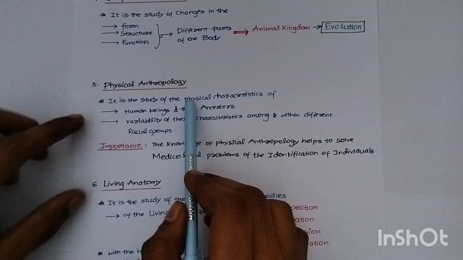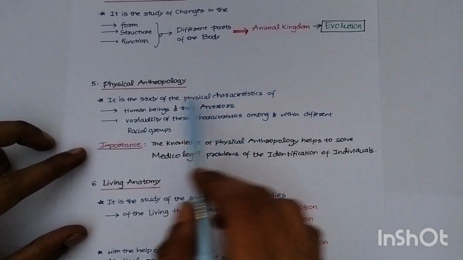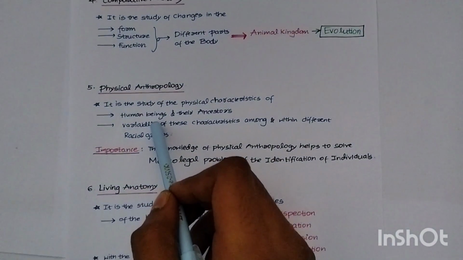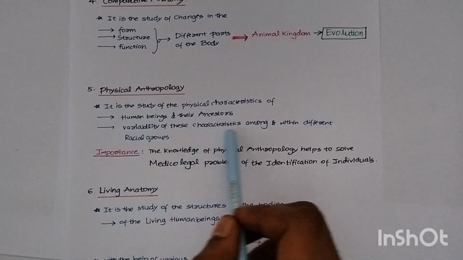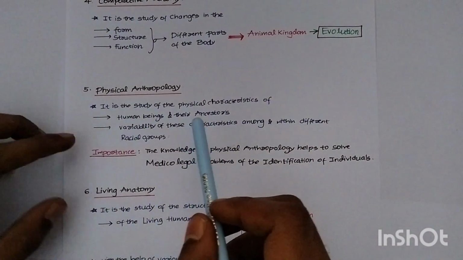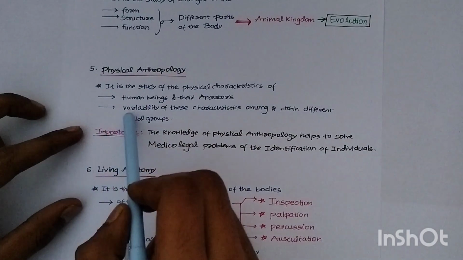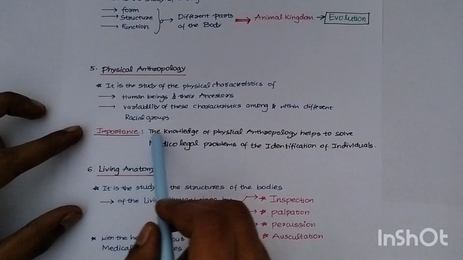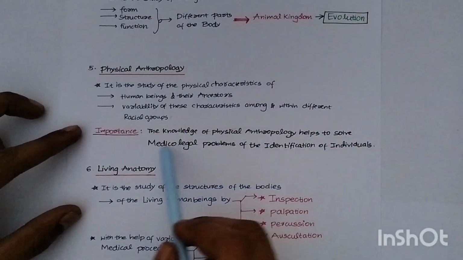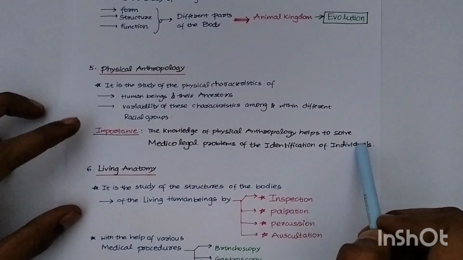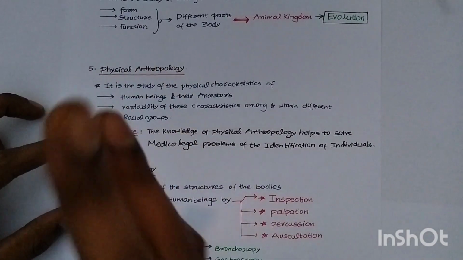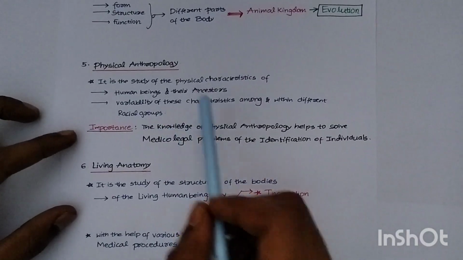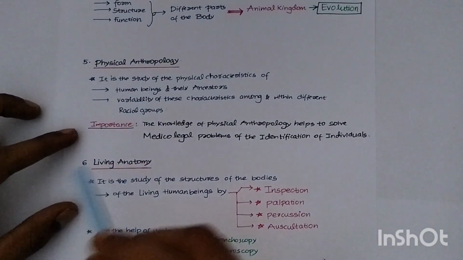And physical anthropology. In physical anthropology, the study of the physical characteristics of human beings and their ancestors. Nothing but the variability of these characters among the different racial groups is studied, that anatomy of the body is studied in the physical anthropology. Its importance: knowledge of physical anthropology helps to solve medico-legal problems of the identification of individuals. Of course, two different racial groups are different, right? Region-wise they are different, right? So that structural study is physical anthropology.